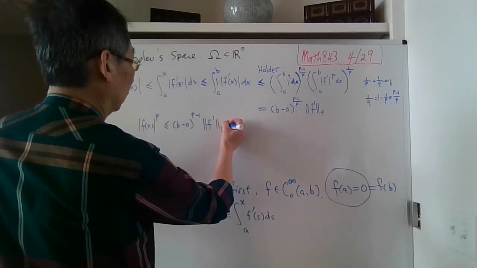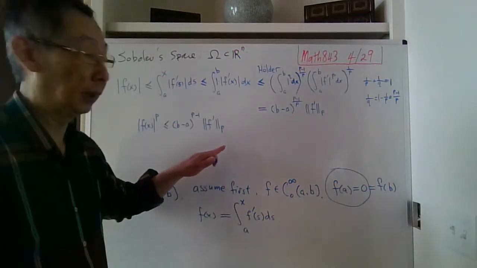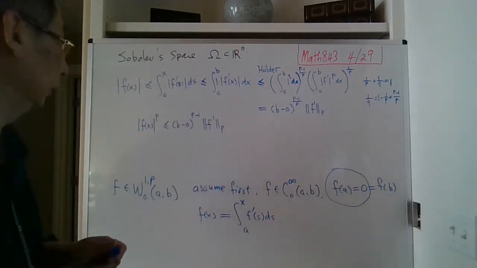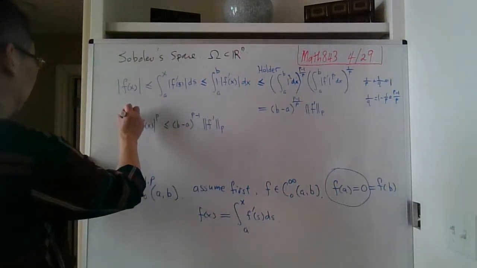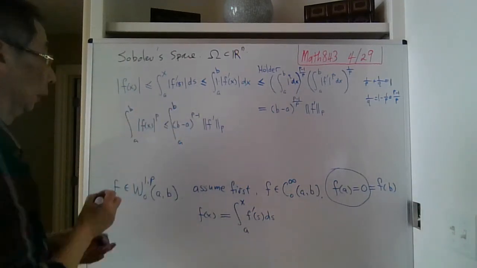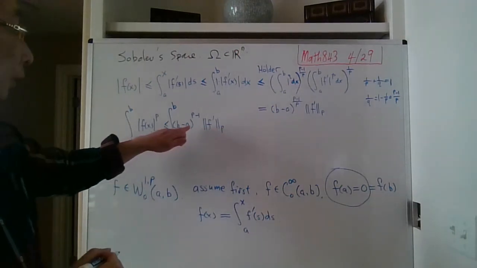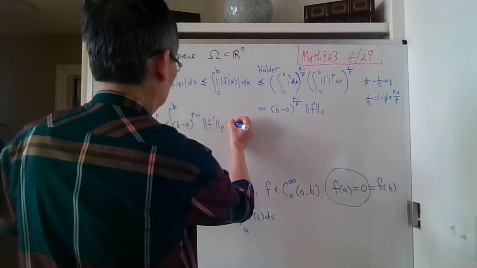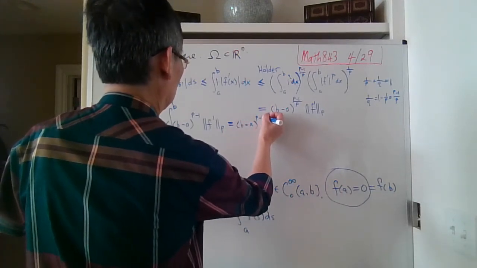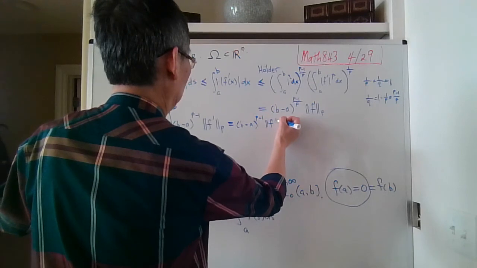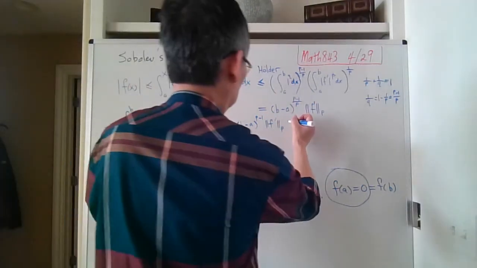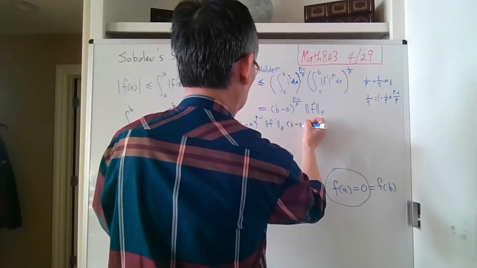So you can see the right side appears to be a constant, and this is a constant controlling the entire function, the f's p-th power. Okay, and then you do the integration from a to b. Because this is a constant, the integration is just equal to this constant (b - a)^(p-1) times the norm of f prime to the p, then times the length of this interval, so just another b - a.